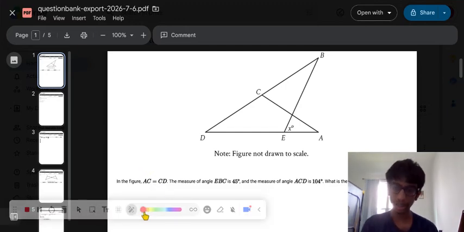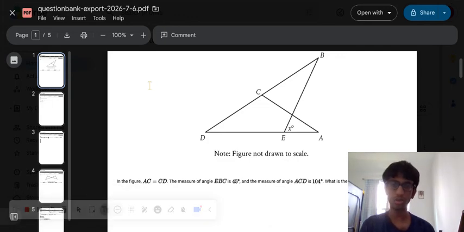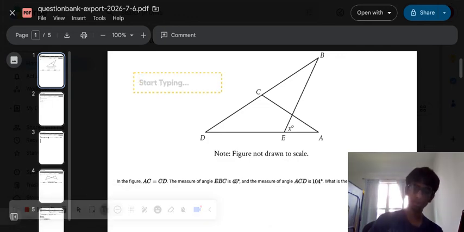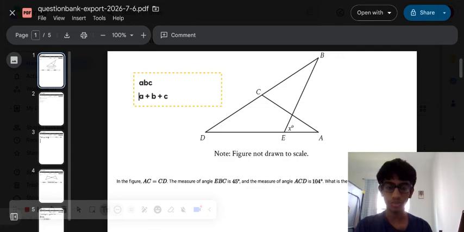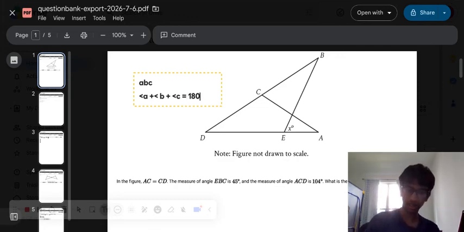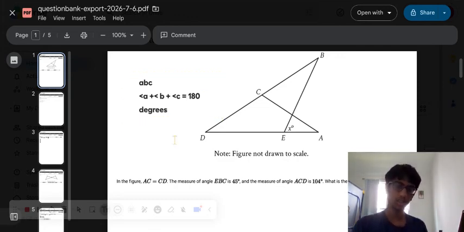The first is that the angles of a triangle are going to add up to 180 degrees. So if you have a triangle ABC, then the measure of angle A plus the measure of angle B plus the measure of angle C would be equal to 180 degrees. That's the main thing that you need to know.